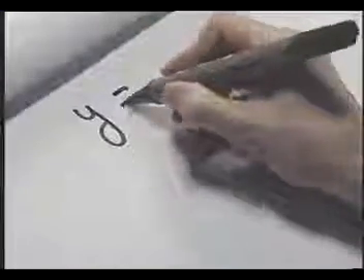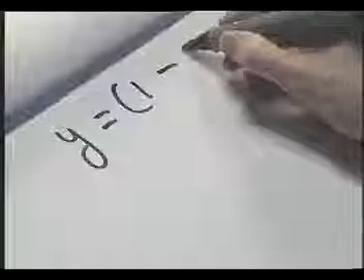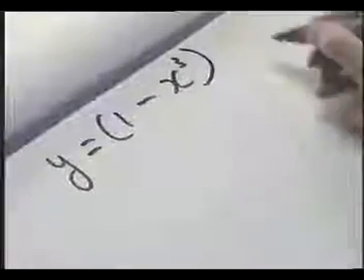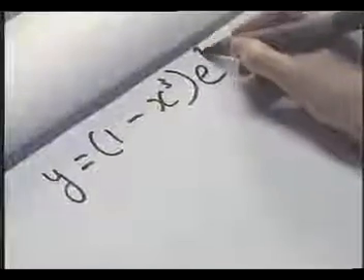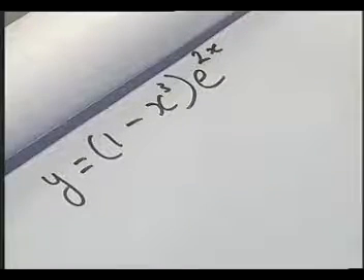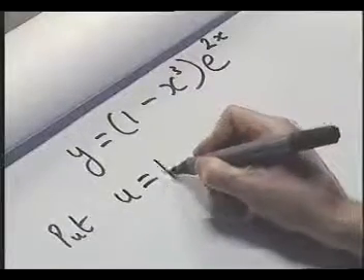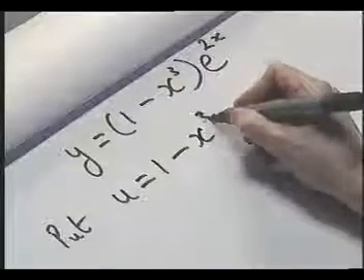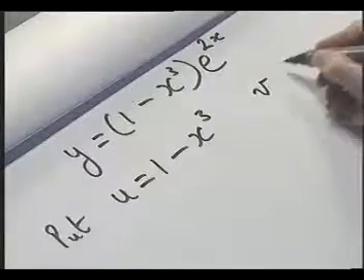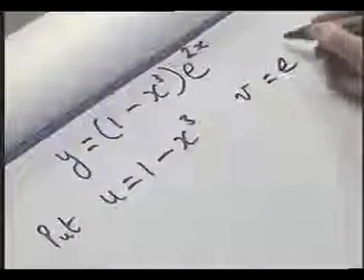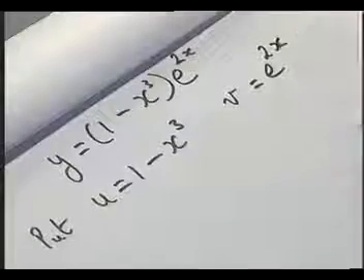We'll just look at one more example. Let's take y equals 1 minus x cubed all times e to the 2x. First of all, let's identify our u and our v. So we'll put that u is going to be equal to 1 minus x cubed, and that v is going to be equal to e to the 2x.